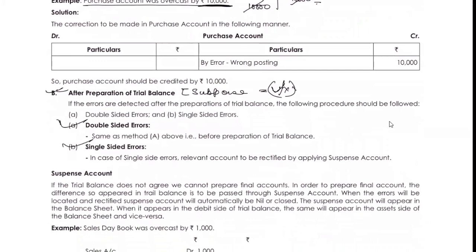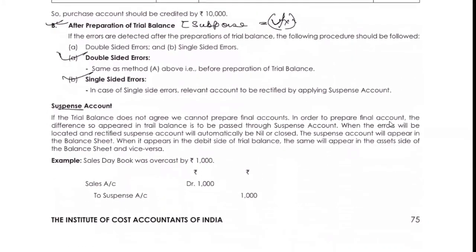Double-sided error, single-sided error. See, trial suspense account. If the trial balance does not agree, we cannot prepare final accounts. In order to prepare final accounts, the difference so appearing in the trial balance is to be passed to suspense account. When the errors are located and rectified, the suspense account will automatically be nilled or closed. Correct? As I said, it will be adjusted with your suspense account. The suspense account will appear in the balance sheet. When it appears in the debit side of the trial balance, the same will appear in the asset side of the balance sheet, and vice versa.